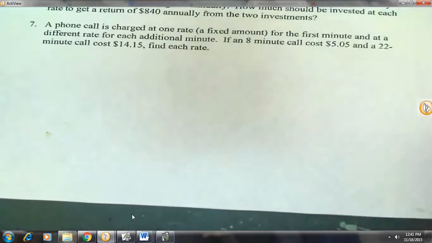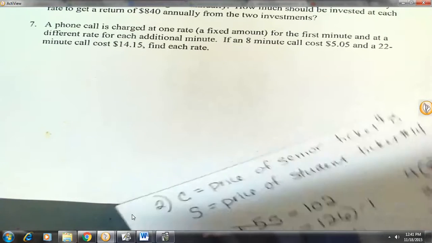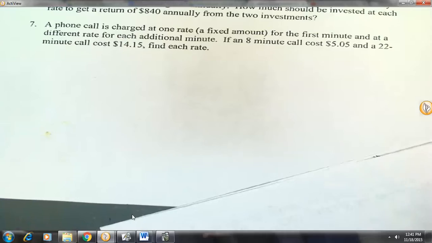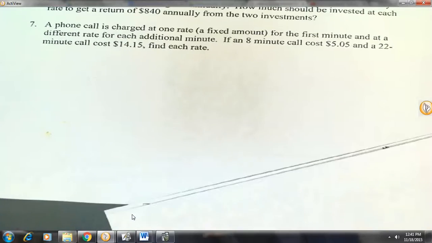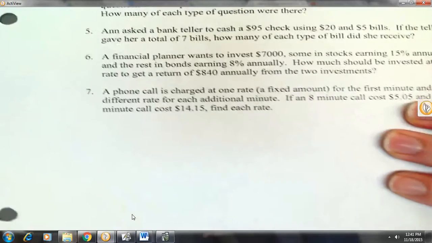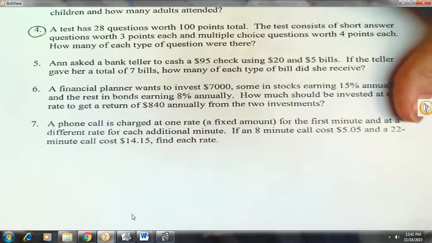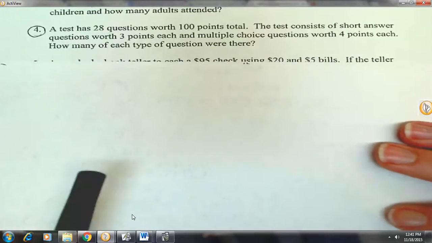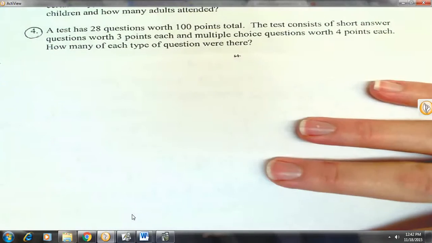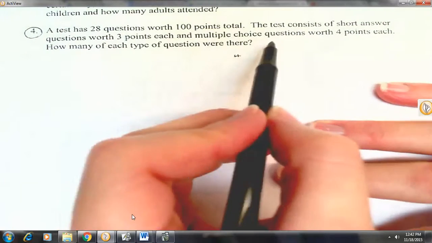One more question to look at, and that's going to be example number 4. Number 4 says, a test has 28 questions worth 100 points total. The test consists of short answer questions worth 3 points each, and multiple choice questions worth 4 points each. How many of each type of question were there?